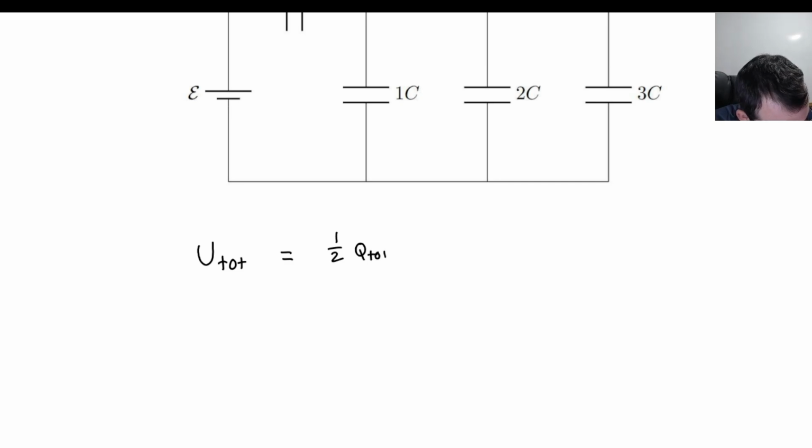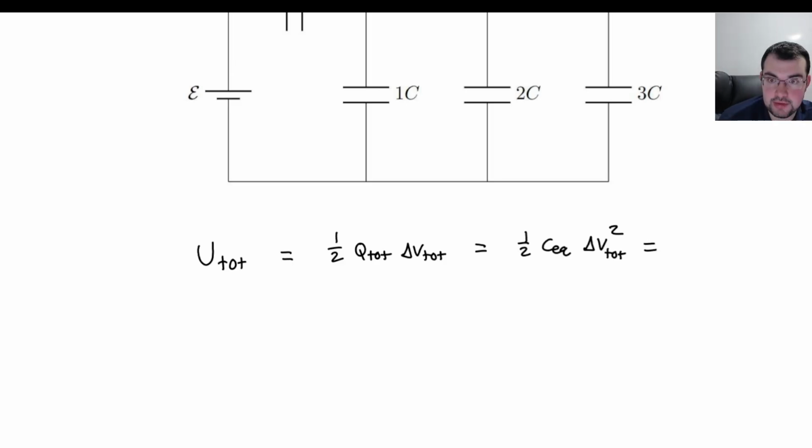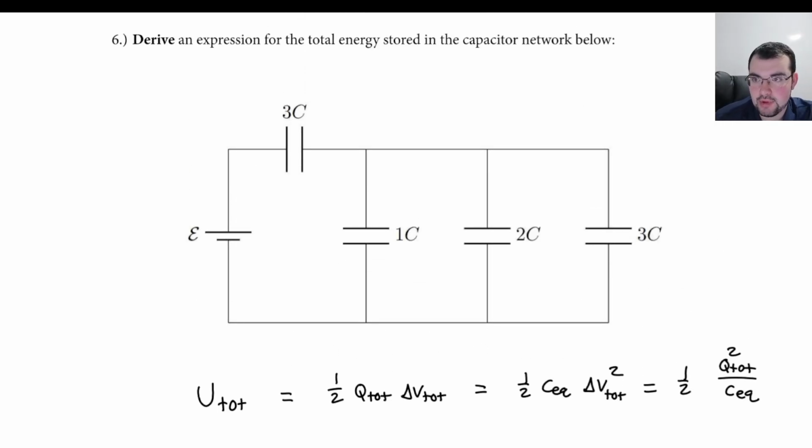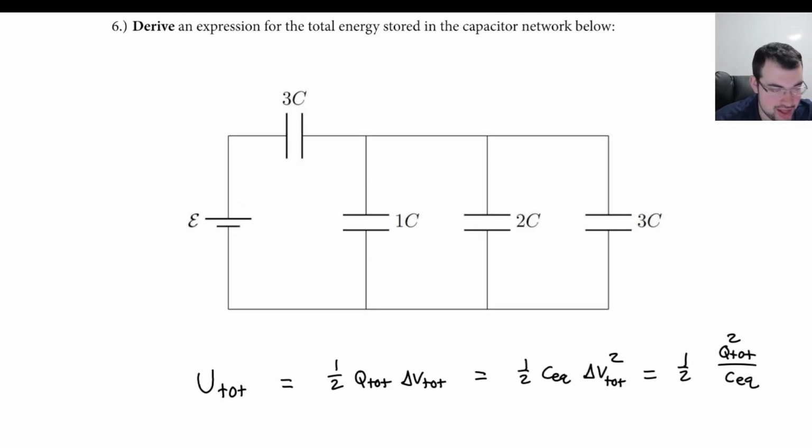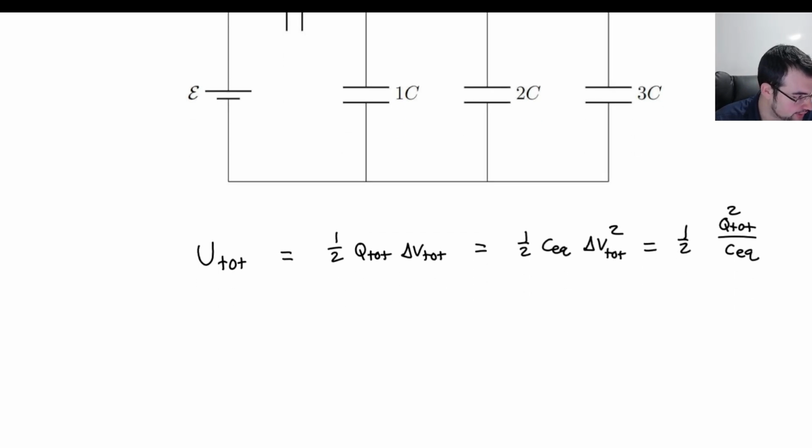1/2 Q total delta V total, which is equal to 1/2 CEQ delta V total squared, or it's equal to 1/2 Q total over CEQ squared, for my Q. Okay, well, notice I know absolutely nothing about Q. So I definitely want this middle energy formula, which is really the star of our show today. This is the one we've been using a lot.